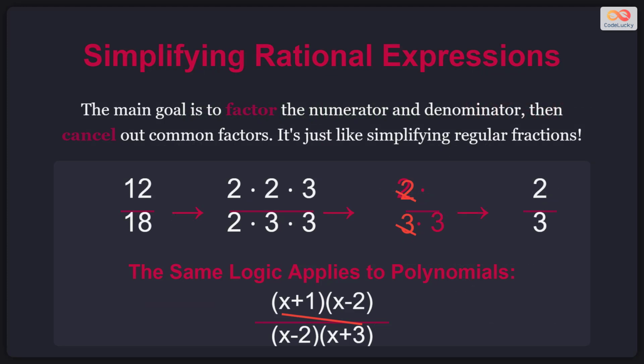The most important skill you will learn is how to simplify a rational expression. The process is very similar to simplifying a regular fraction like 12/18. The first and most crucial step is to factor the polynomial in the numerator and the polynomial in the denominator. Once everything is factored, you can then cancel out any factors that are common to both the top and the bottom. This leaves you with the simplified form of the expression.